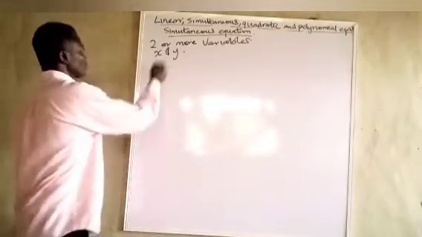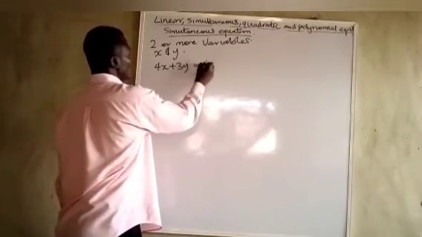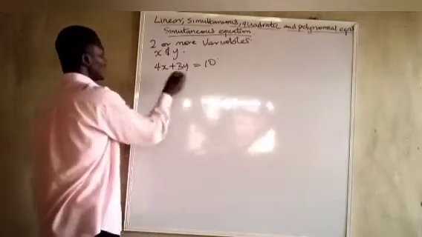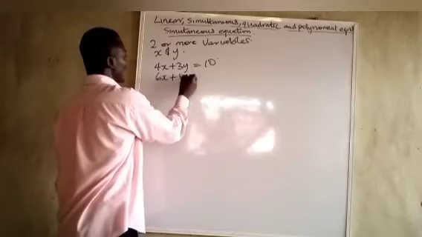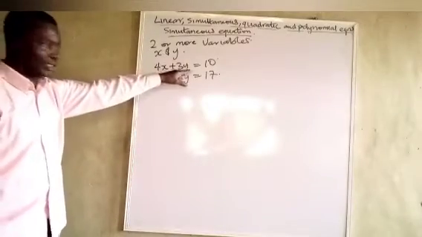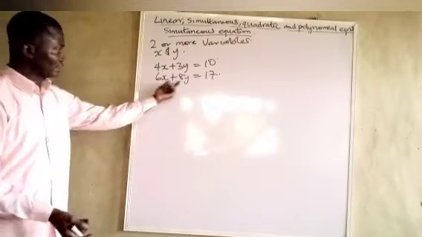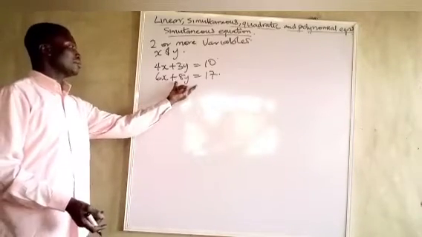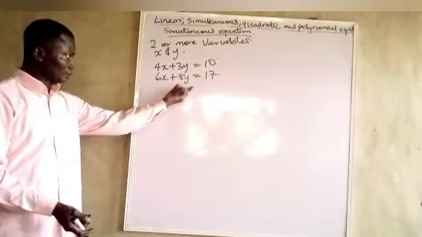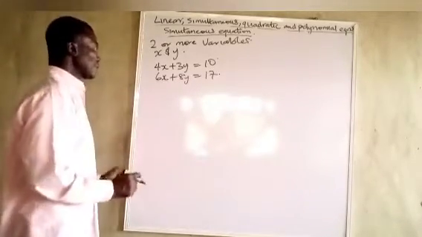Like if we say 4x plus 3y is equal to 10, and we can now say 6x plus 8y is equal to 17. You can see we have an equation in x and y here, and an equation in x and y here. The truth is sometimes it's not necessary that the second equation will comprise the two variables. But at least you need two equations. That is the important thing to note.